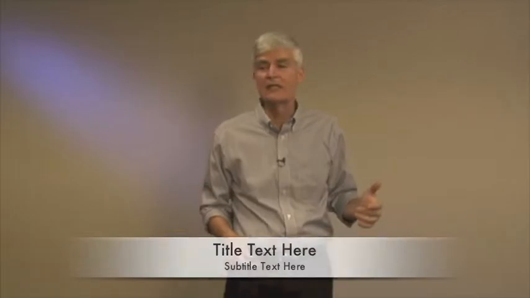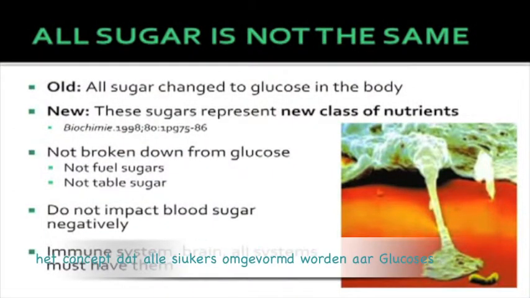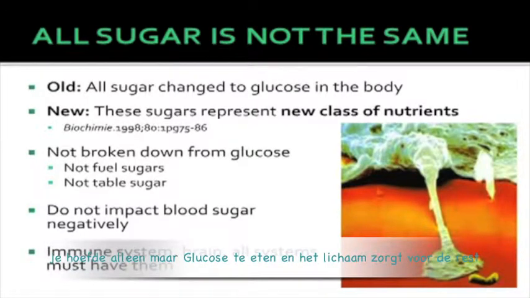In this slide, you'll see another model that said that all sugar was changed to glucose. All you needed to eat was glucose, and the body would take care of everything else. Well, the French discovered that that was not true. Your body is actually looking for these other sugars. In the gut, there are cell receptors looking for that.